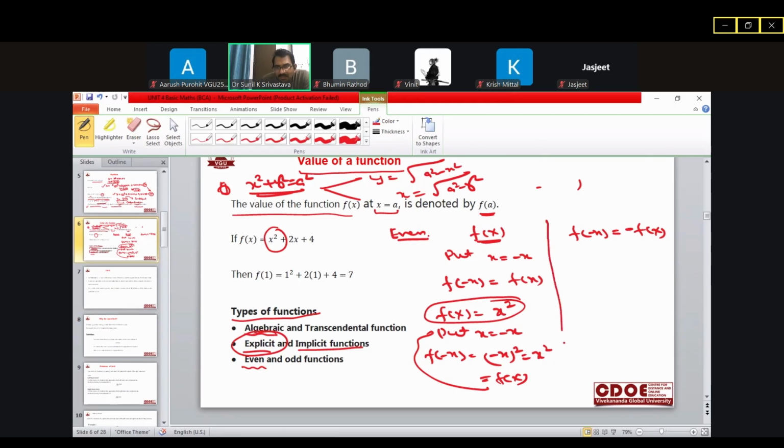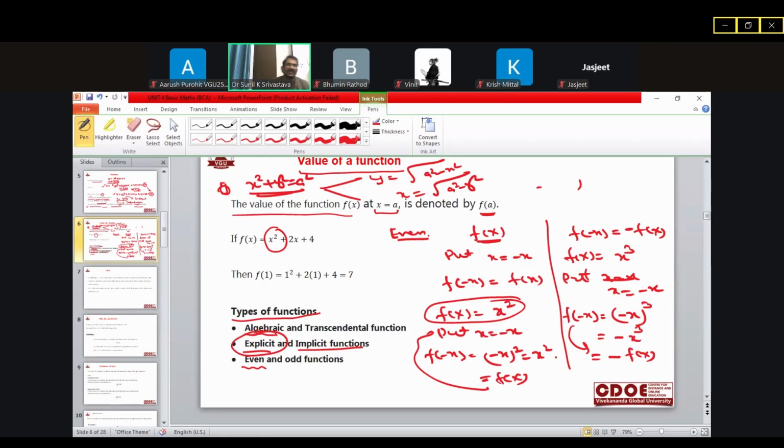Another example, for the odd function: suppose we have the function f of x is equal to x cube. Put here x is equal to minus x. What happens? We get minus x cube, which is equal to minus of the function. So we get the same function but with the opposite sign.